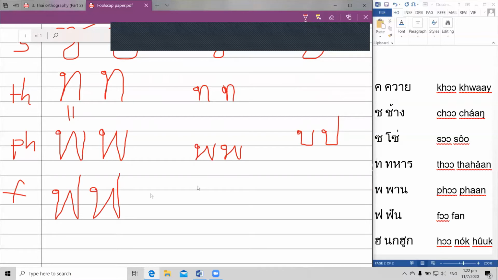It looks like this. Of course, don't draw it like that, it looks a bit ugly. Let's redraw it, something like this. If it's small, it will look like this. So พอพาน will be like that, and for fun will be like that.